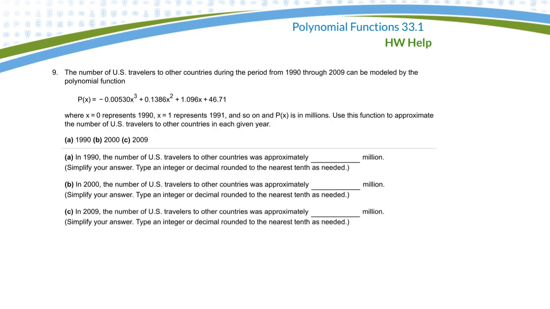Okay, next question. The number of U.S. travelers is modeled by this, where x equals 1990 and 1 is 1991, etc. So they say approximate the number of U.S. travelers to other countries in each year. So in 1990, how many? In order to do that, I'm going to figure out what the P is. In 1990, that's 0. So I'm going to put a 0 in everywhere there's an X.